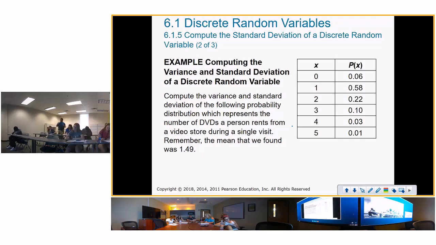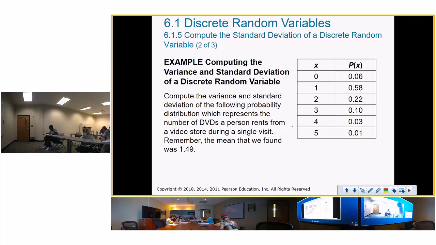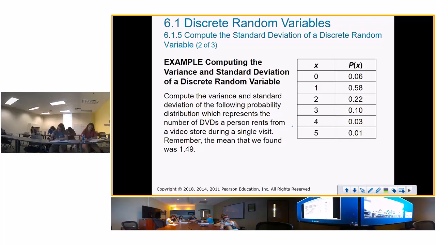But on this page where we're doing standard deviation, I want you to do your X column, P of X, and if you're not on the previous page where we found the mean, the third column is going to be called X squared. The fourth column is going to be called X squared times P of X. While y'all are doing those columns, I'm going to pull up the Excel spreadsheet so we can do it that way.